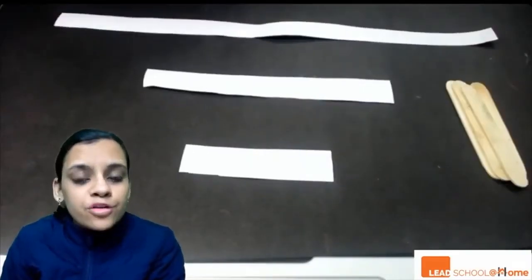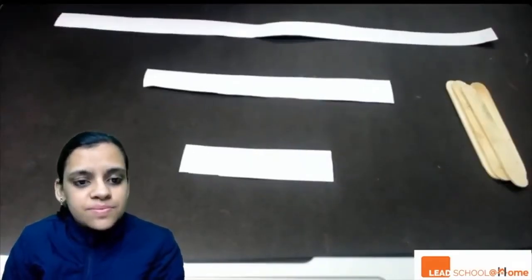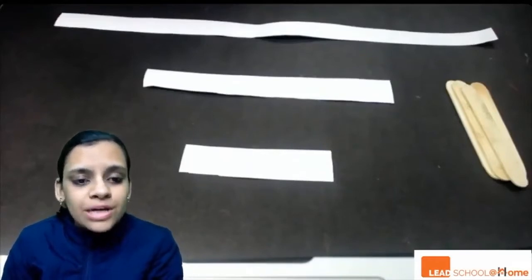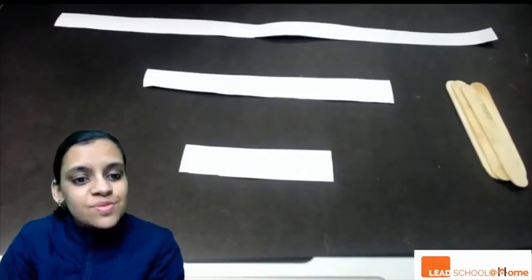So, dear children, today we are going to measure the lines with something that has a fixed size. We are going to measure today with ice cream sticks. I will take three different strips and I will try to measure them with ice cream sticks. Now, dear children, I want to measure these three strips, using ice cream sticks. Now let's start measuring the strips one by one.